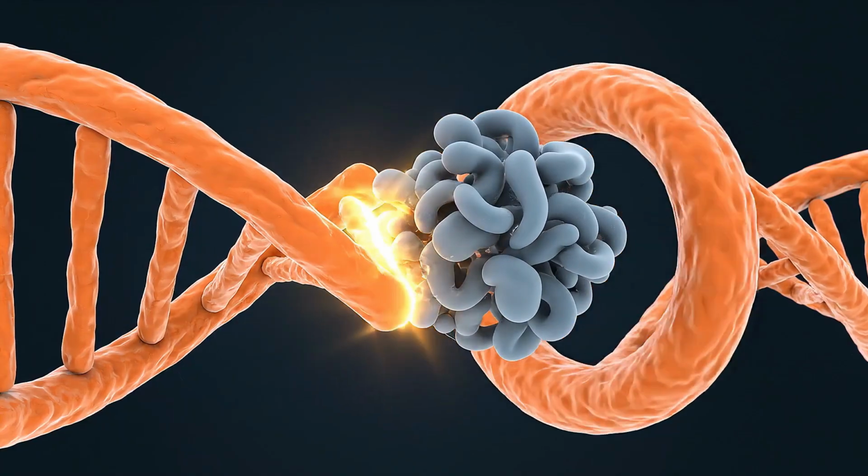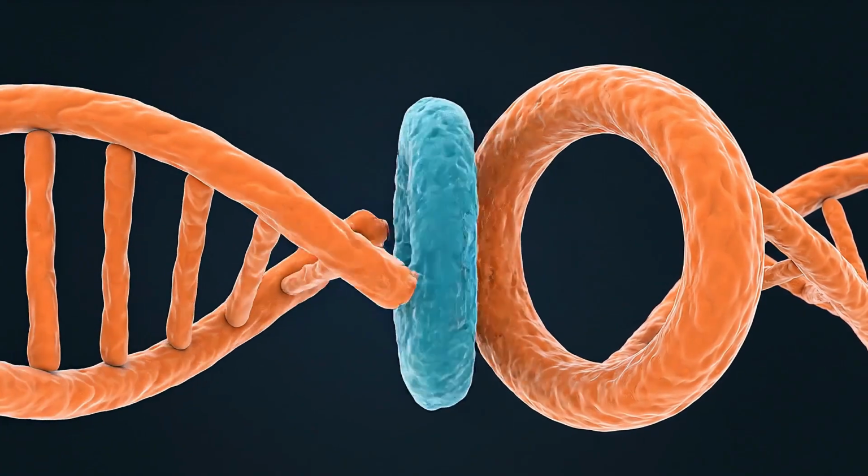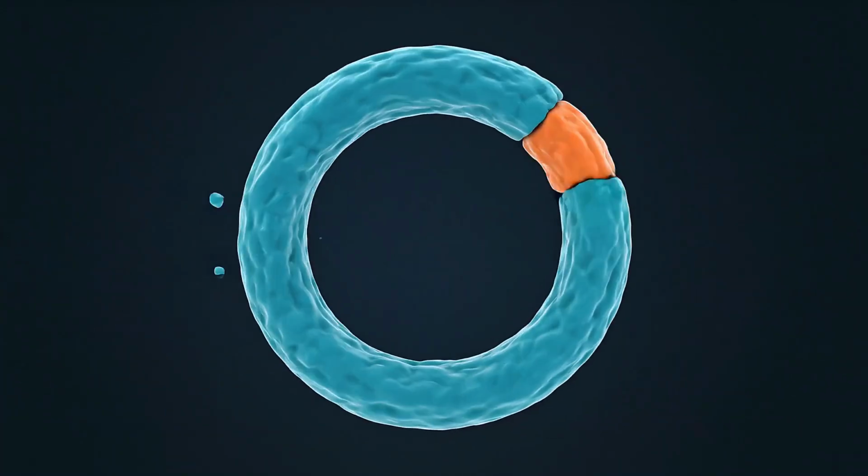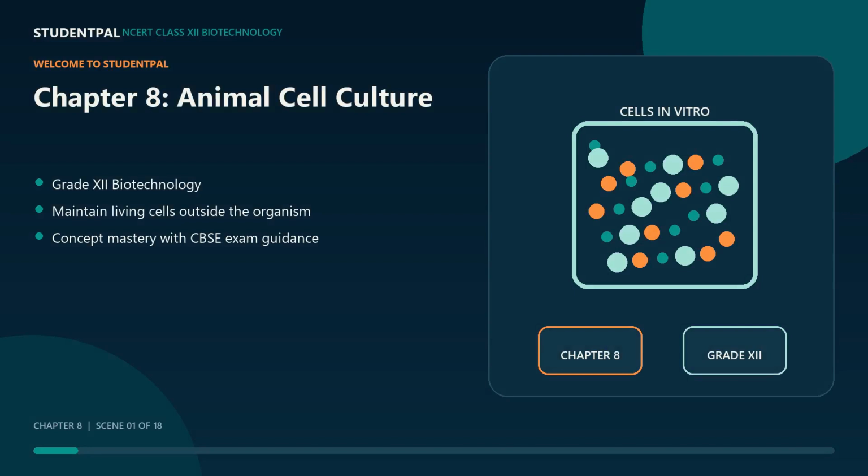Welcome to StudentPal. In this Grade 12 Biotechnology lesson, we begin Chapter 8, Animal Cell Culture. Animal cells can be maintained outside the body when their nutrients, physical environment, attachment or suspension conditions, and contamination control are carefully managed. These cultures support vaccine and antibody production, virology, toxicity testing, disease models, and biomanufacturing.